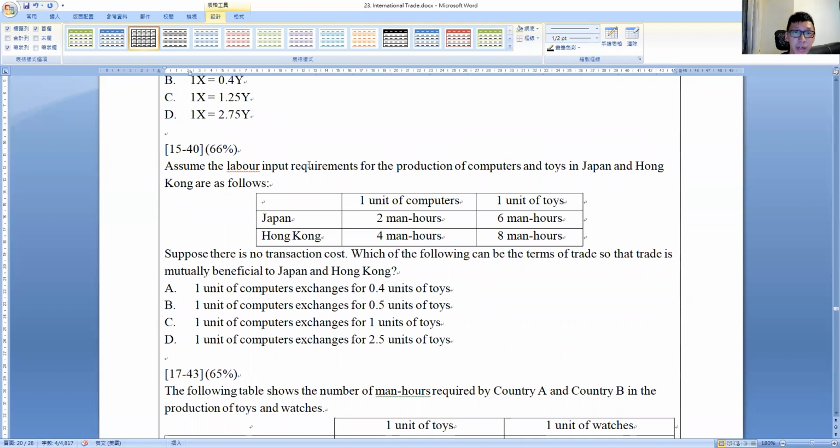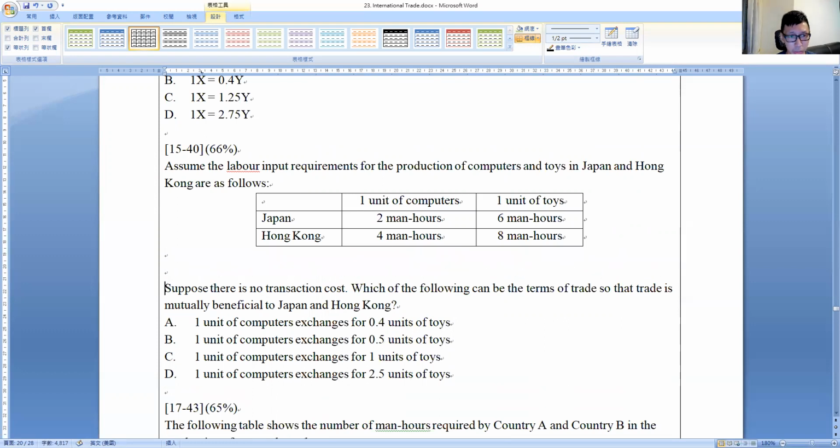Now here, next question. Assuming the labor input requirement for something blah blah blah, we won't read it all. This is very important: suppose there is no transaction cost. Because in the next and final video we are going to talk about the case when we have transaction costs. Something needs to be changed, but let's leave it for next time. This time we stick with the question with no transaction cost.